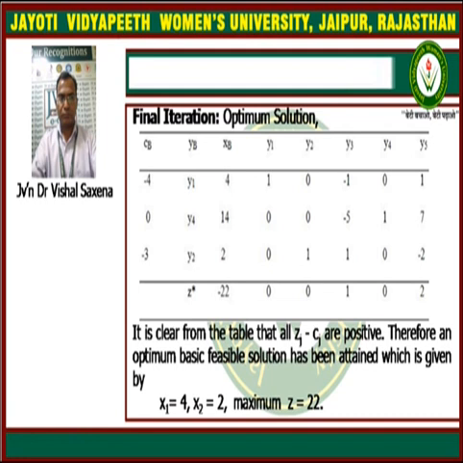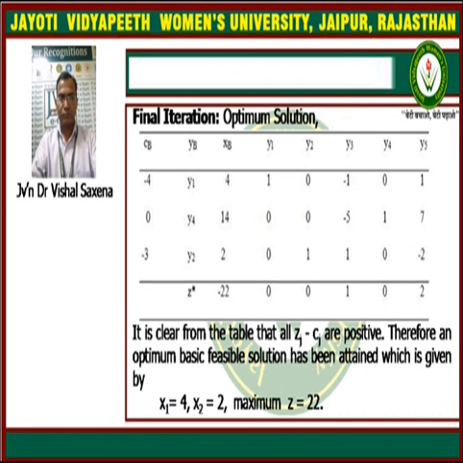obtained as 22. So maximum Z will be, because here it is given that Z star = -22, so that is for the minimum, and the maximum Z = 22. Here the Z star value of the objective function is -22, and the maximum Z = 22.